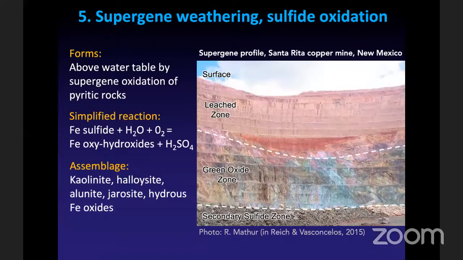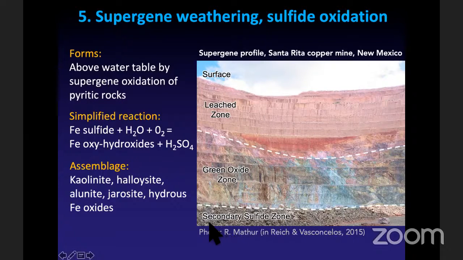This is from a porphyry copper, the Chino mine, Santa Rita copper deposit in New Mexico. This is a photo by Ryan Mathur. So we can see very nicely the leach zone. This is the kaolinite clay-rich zone, also leached of any primary copper, then secondary oxide copper minerals, and then the secondary copper sulfide zone, as the fluids leaching copper from this supergene horizon react with the primary sulfides and produce secondary sulfides like chalcocite, covellite, etc.